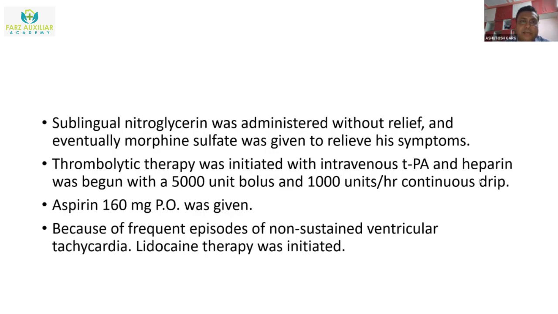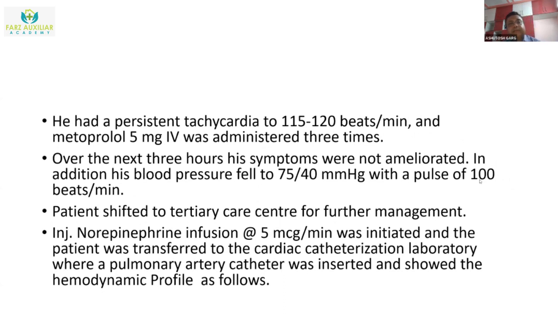Then sublingual nitroglycerin was administered without relief, and eventually morphine sulfate was given to relieve his symptoms. Thrombolytic therapy was initiated with intravenous TPA, and heparin was begun with a 5,000 unit bolus and 1,000 units per hour continuous drip. Aspirin 160 milligram per oral was given. Because of frequent episodes of non-sustained VT, lidocaine therapy was initiated. Patient had persistent tachycardia and metoprolol 5 milligram IV was given 3 times.